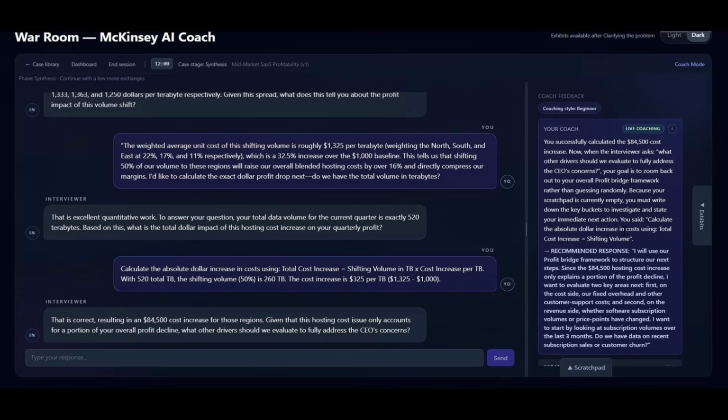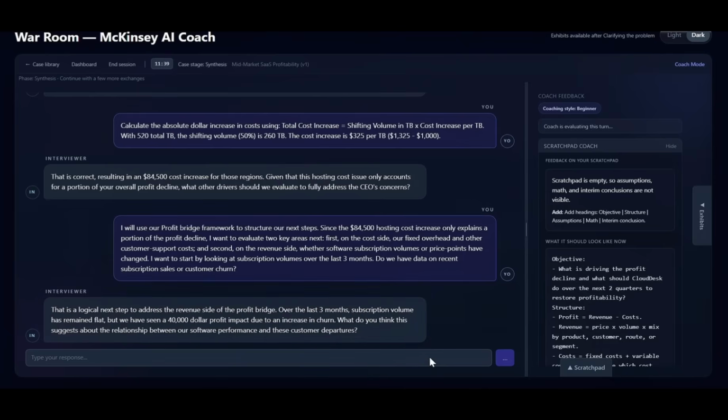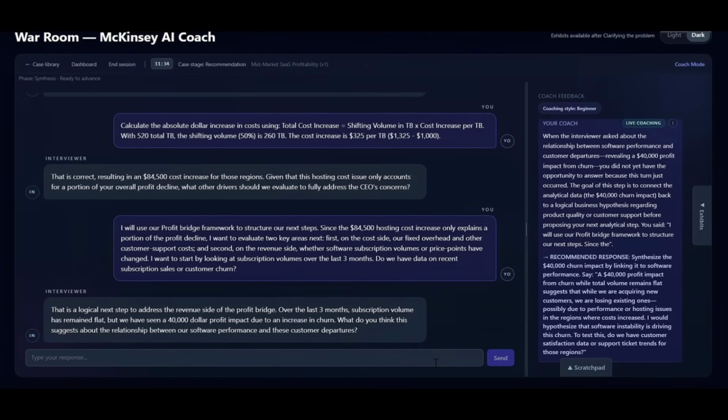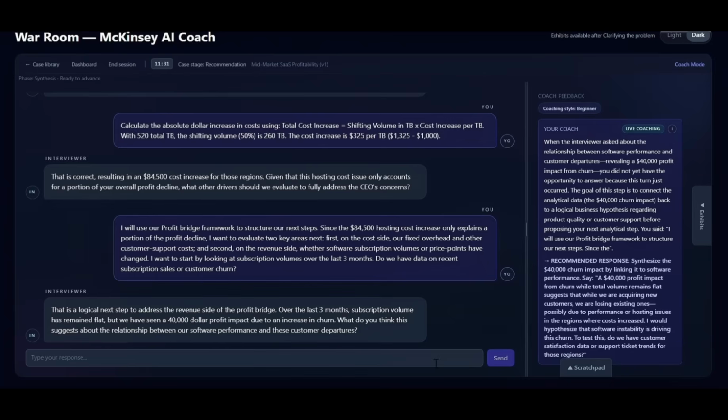And we'll start by looking at the revenue side just to understand our subscription volumes over the last 3 months. So let's go ahead with that. Right. Our interviewer tells us that over the last 3 months, subscription volume has remained flat, but we've seen a $40,000 profit impact due to an increase in churn. What do we think this suggests about the relationship between our software performance and these consumer departures?